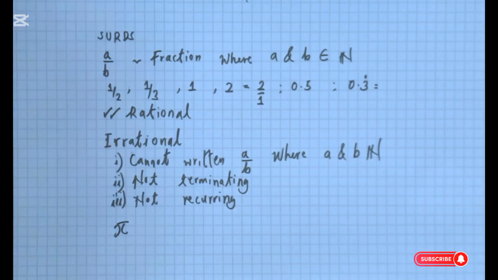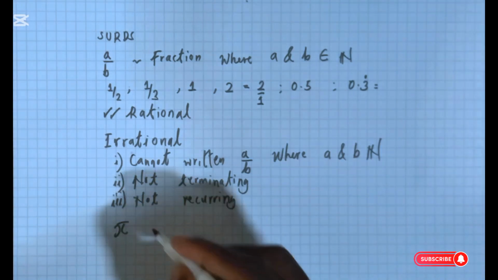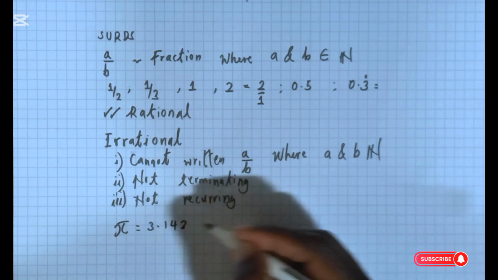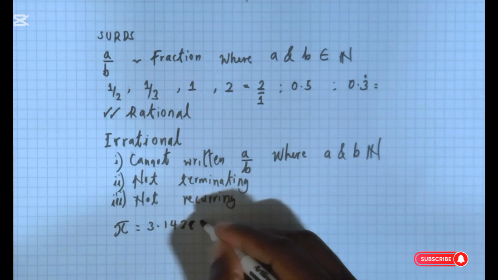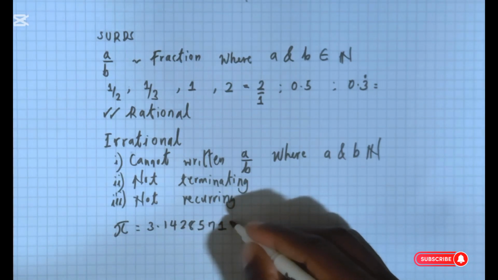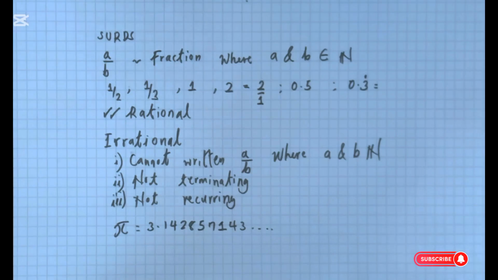Now, if you have a calculator, you can go to your calculator and try to find the value of pi and tell me what you're getting. So basically, the value of pi, if we are to estimate it, because the one we know is actually an estimation, would be 3.1428571143 and on. It's going on. It's not terminating at any point. It keeps going on.